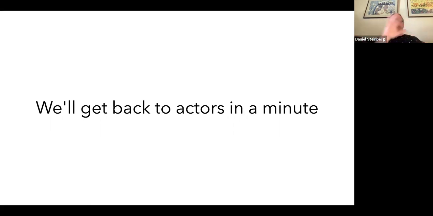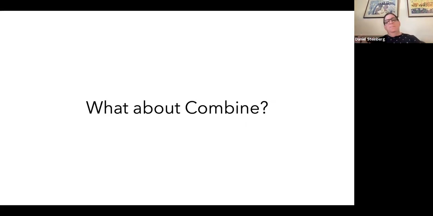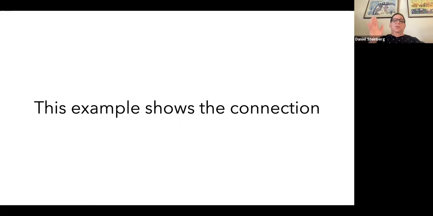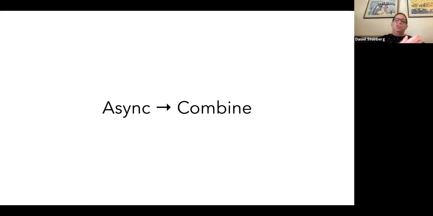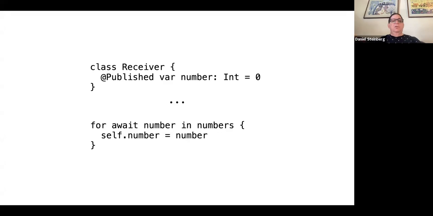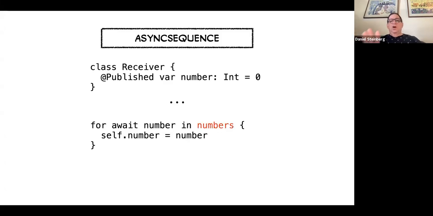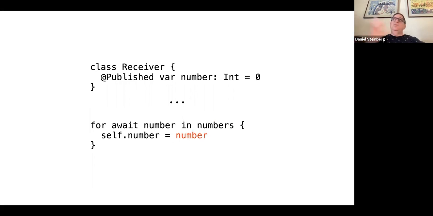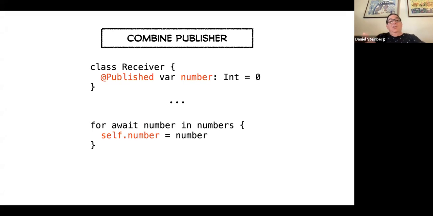That was the main actor, but there's something else I want to look at, which is what about Combine? Some of us have been using Combine for a couple of years. And what you might have noticed is this example showed how I get from async to Combine. If we look at this code, you can see that numbers was an async sequence. And inside of this for loop, I took the values as they came to me over time. For await in says the number might be delivered over time, and I assign it to this property that is @Published. That's a Combine publisher. And so I've gone from an async sequence to Combine.